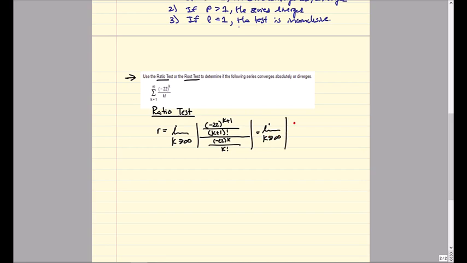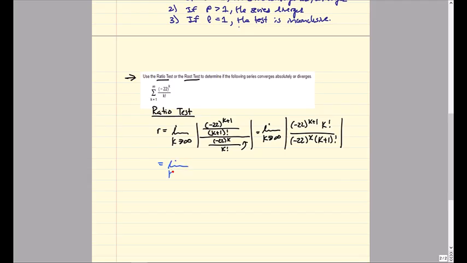So when you divide by a fraction, you multiply by the reciprocal. So I get negative 22 to the k plus 1 times k factorial, because this is going to flip. In the denominator, I'll have negative 22 to the k all over k plus 1 factorial. So that's what I have here. Now let's recall some different properties of exponents here.